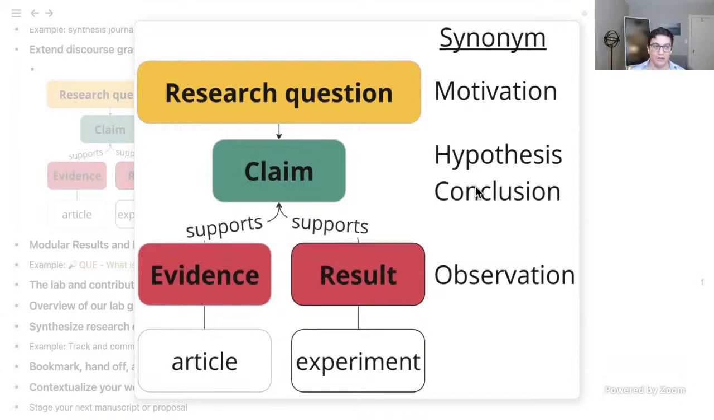And then the claim, depending on whether it is untested or has been tested, we either call a hypothesis or a conclusion. So now you could imagine once we have a question that we determined is an open question because we've done our synthesis about the state of knowledge up until now, we say, okay, now we have a claim that we want to make that's not supported yet. We'll call that a hypothesis, and that's going to motivate the generation of new results.